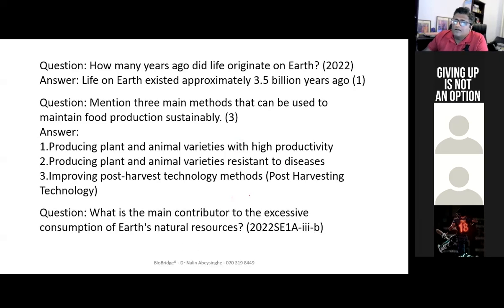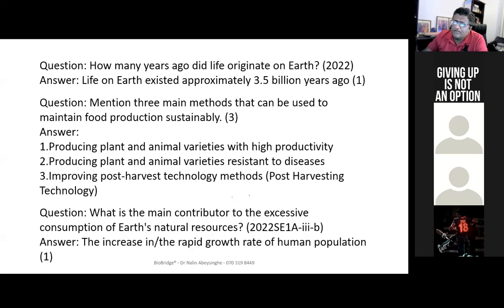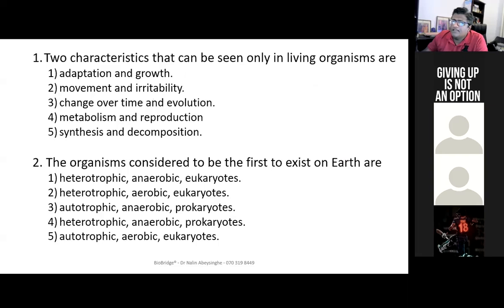Then next question. What is the main contributor to the excessive consumption of Earth's natural resources? Increase of growth rate of human population. Yeah, very good. Increase in the growth rate of human population, or the rapid growth of human population. This is the answer they have given in the marking scheme. It's 1 mark. Then next.